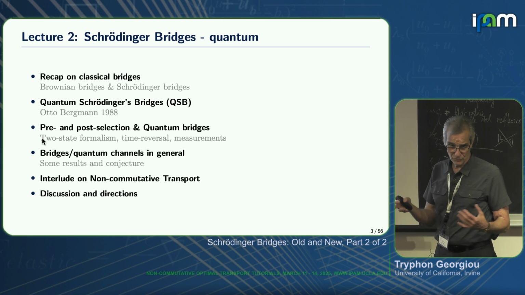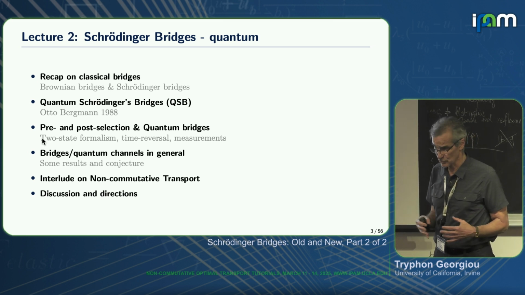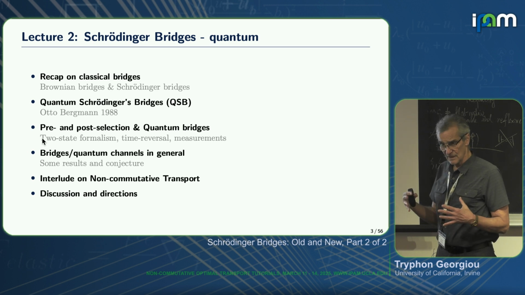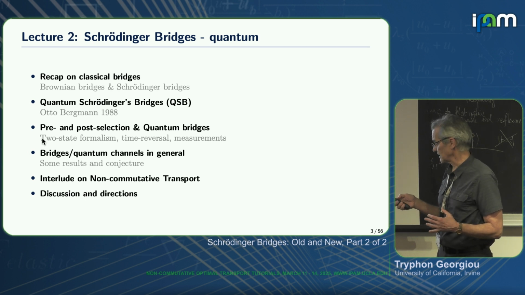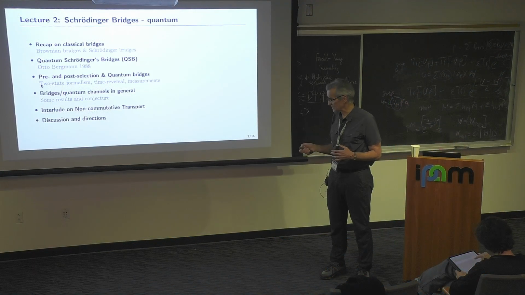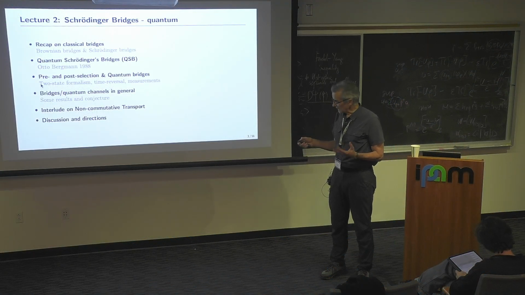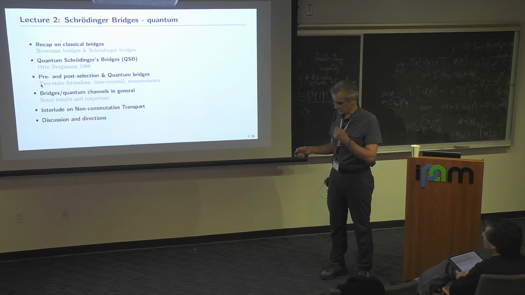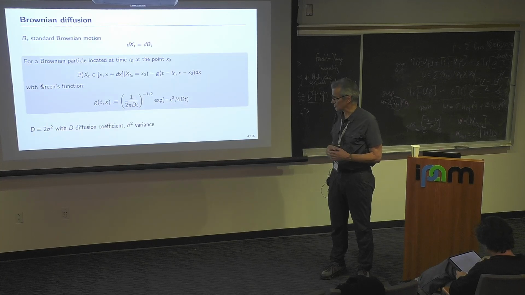On that, we're going to build on certain types of Schrödinger bridges, which turn out to be very close to classical. Then we'll talk about quantum channels in general, and again, some results and some conjectures. I hope I have time to give an interlude on a different view of non-commutative transport, basically closer to Cullen and mass, and then close with some discussion and directions.